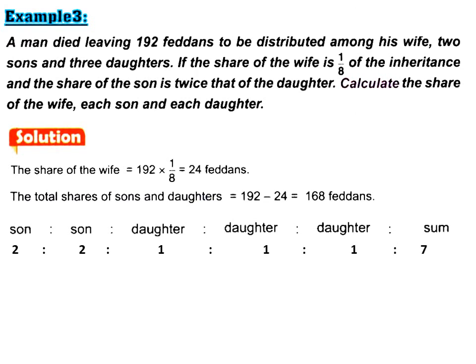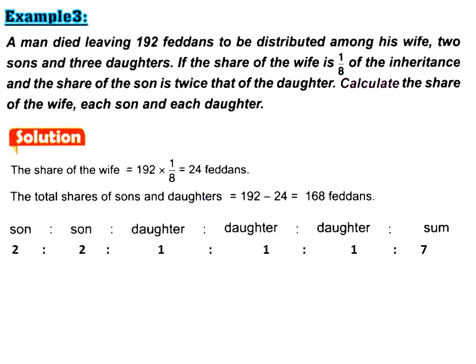As we know, the total shares of sons and daughters equal 168. This means I will add the ratios of sons and daughters. So I will add 2 plus 2 plus 1 plus 1 plus 1. By calculator it will be 7. So the sum of the ratios of the shares of each son and each daughter equals 7.